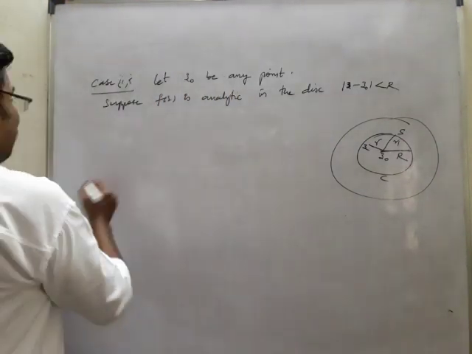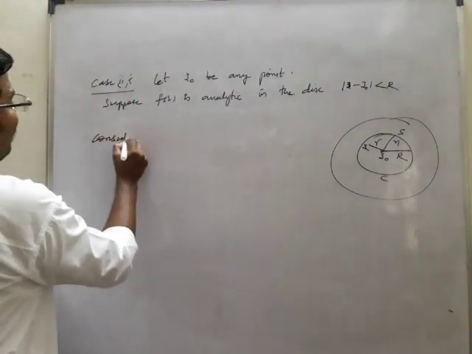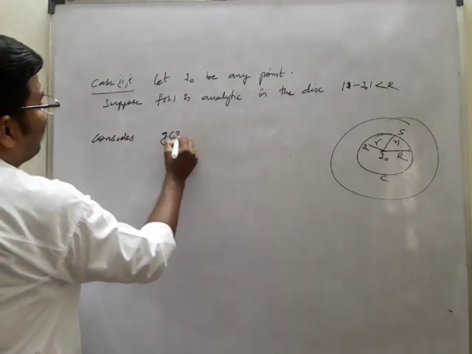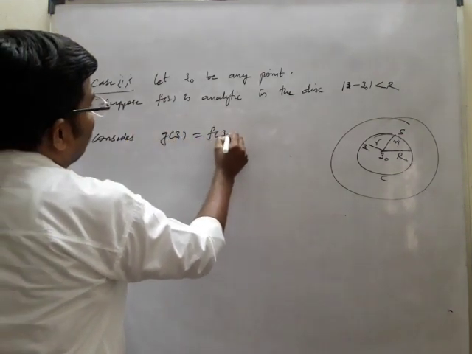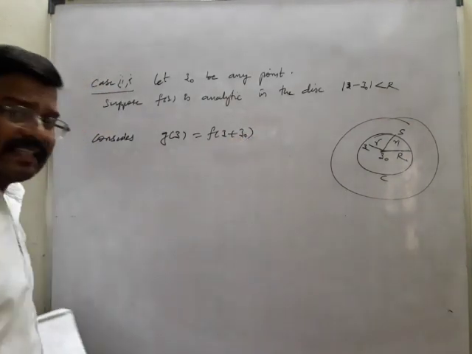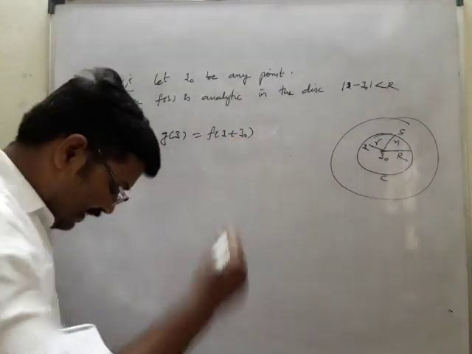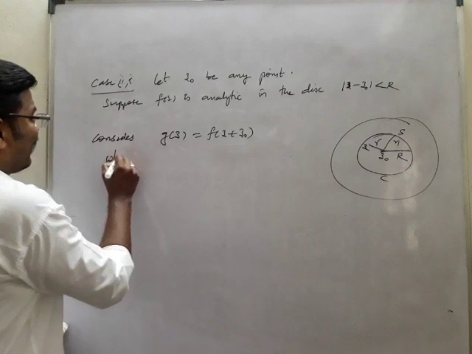Okay. So therefore consider, now I am just considering a function g of z such that g of z is f of z plus z naught. I am just taking g of z as f of z plus z naught, which is also analytic.